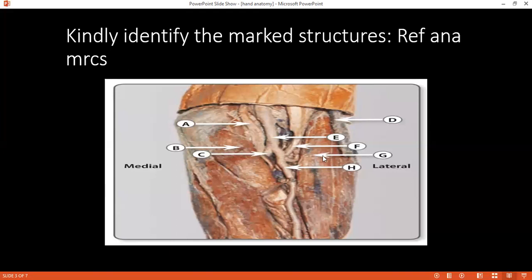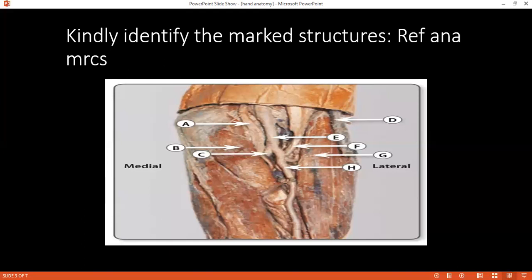And then G, please. G is pronator teres. Okay. Pronator teres, yes. And D? D is the basilic vein. Okay. If you can tell me from the cephalic vein. Cephalic vein, yes. You said right.